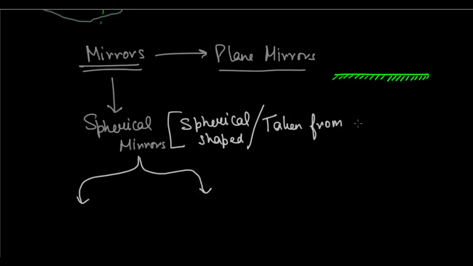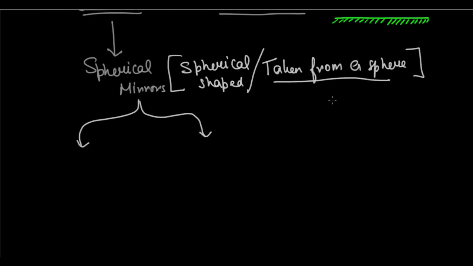Let's see how that happens. So they are taken from a sphere, or they are spherical shaped. A better term would be that they're taken from a sphere. Let's see how. So there are two kinds of spherical mirrors. There are concave mirrors and there are convex mirrors.